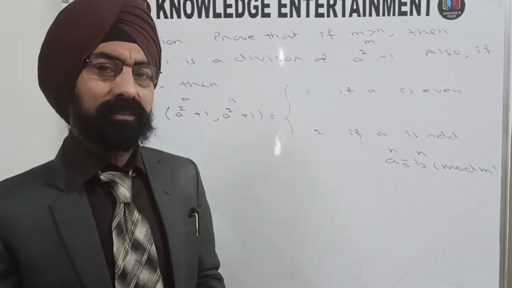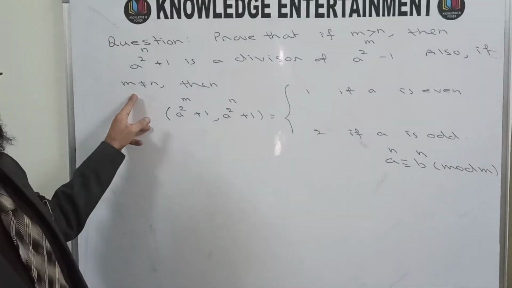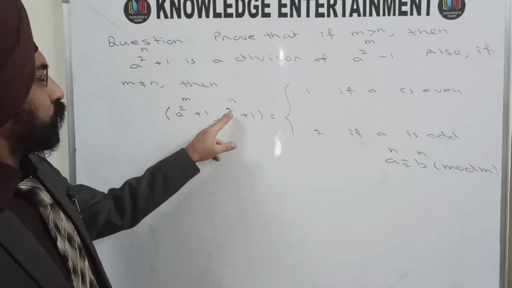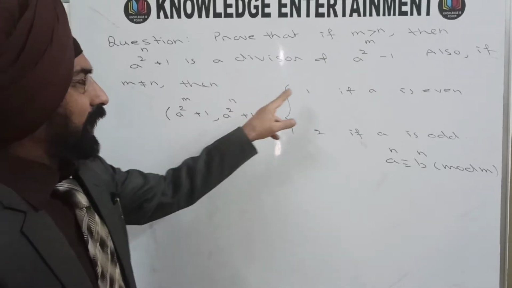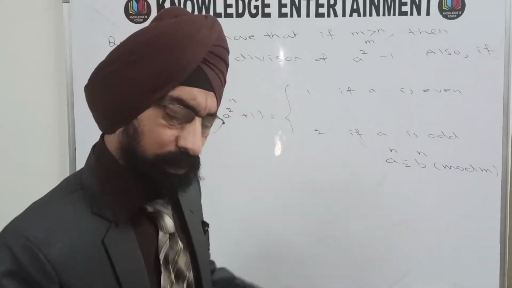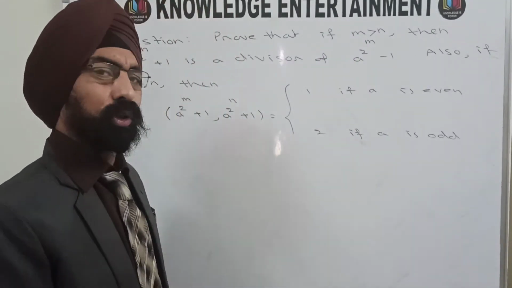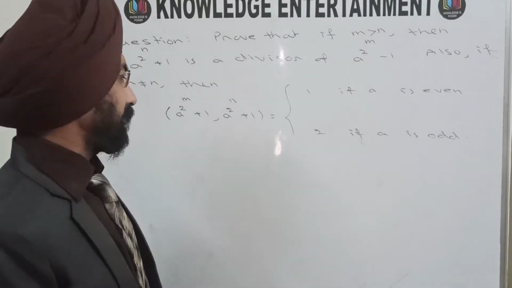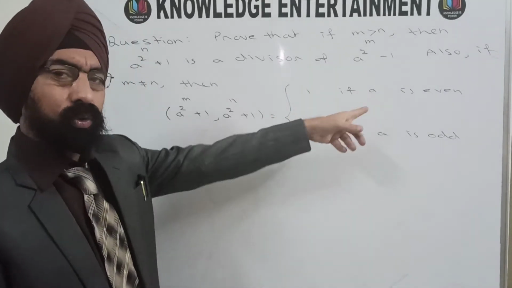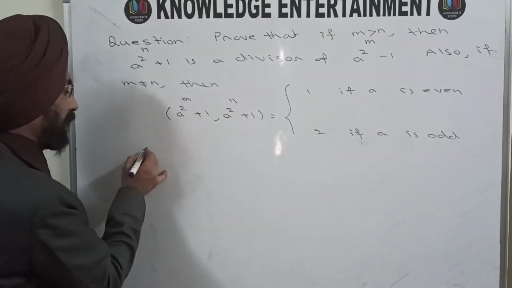This part we have solved in the previous video, and now I'm moving on to the next part: if m is not equal to n, then GCD of a raised to the power 2 power m plus 1 and a raised to the power 2 power n plus 1 is 1 if a is even, and it is 2 if a is odd. This part we are going to prove in this video, and then we will move on to more and more questions of congruences. So we have to show that this GCD is either 1 or 2 depending on whether a is even or odd. Suppose this GCD is D.